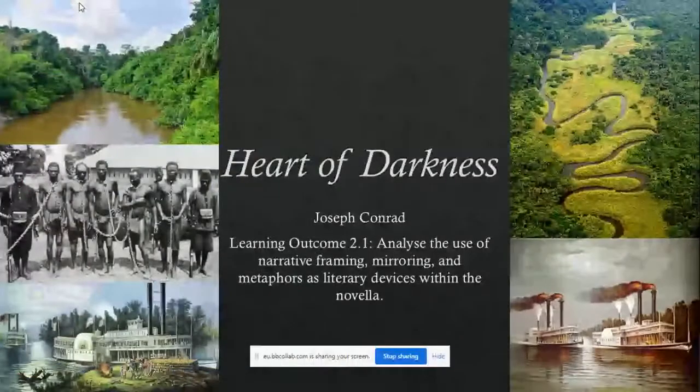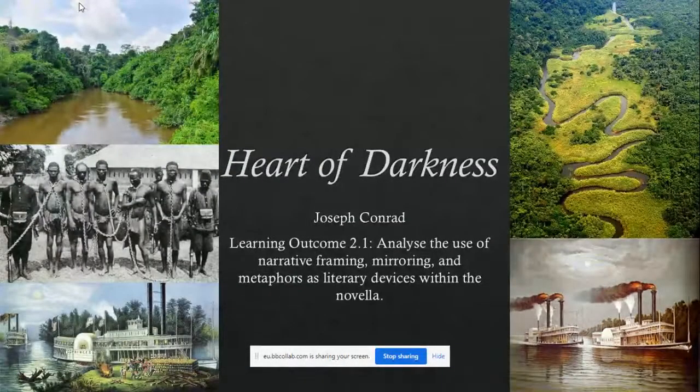Welcome back, students. What we're going to go through now is, having gone through all of the historical context and some of the theoretical ideas, we're now actually going to dive into Heart of Darkness itself and discuss a couple of the techniques that are used in the text and how they are engaged with.